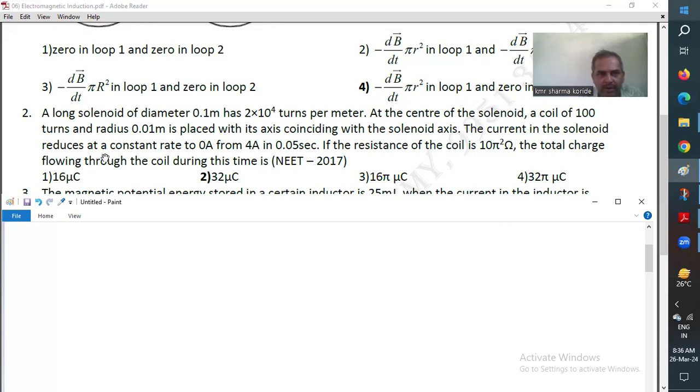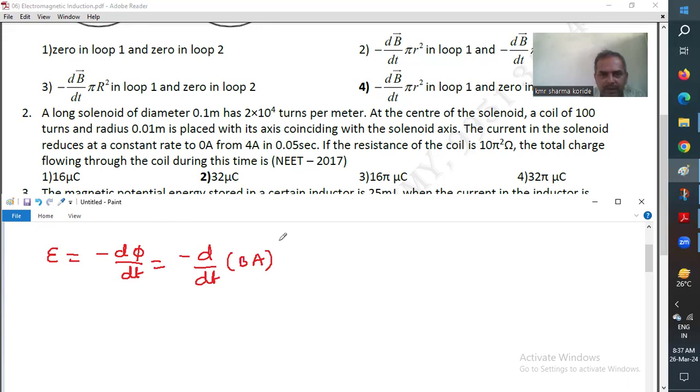The current in the solenoid reduces at a constant rate, from 4 amperes to 0 amperes in 0.05 seconds. If the resistance of the coil is 10 pi square ohm, we need to find out the total charge. So first, looking at the physical quantities given, we need to write EMF is equal to minus d phi by dt first. Here phi is the flux. Flux can be written as B into A.